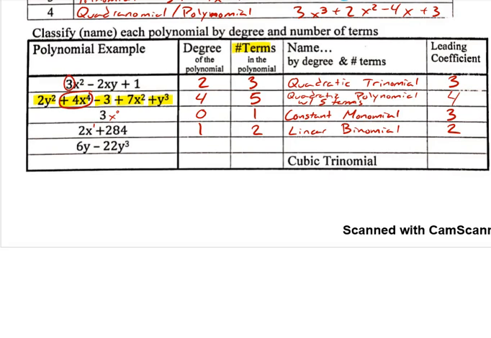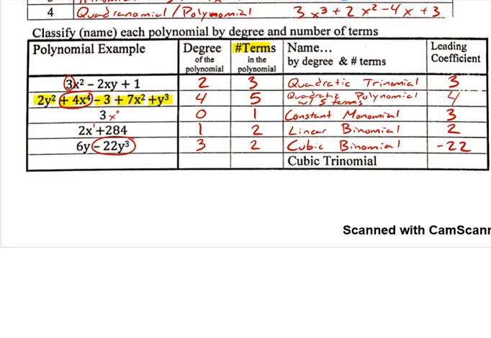The next one is not in order again, so this one should actually go first because it's y cubed. So my degree is 3. The number of terms is 2. So I would call it a cubic binomial with the leading coefficient of a negative 22.